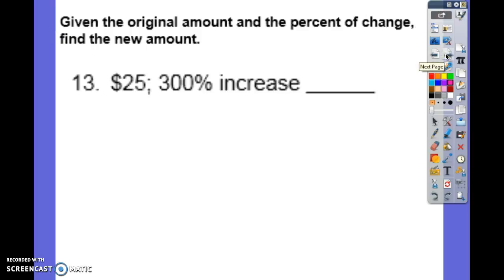Question number 13. Given the original amount and the percent of change, find the new amount. When we're looking for the new amount, we're going to have to find the percent value first, and then we're either going to add it or subtract it, depending on whether or not it is an increase or decrease. This one is an increase, so we will be adding.